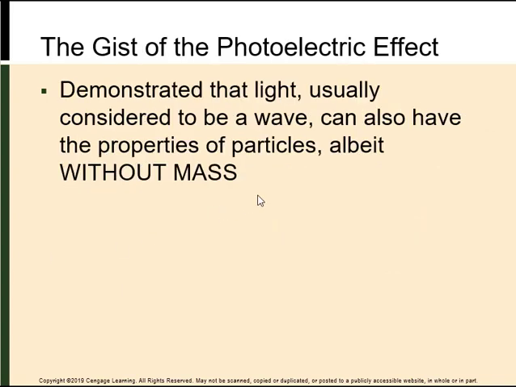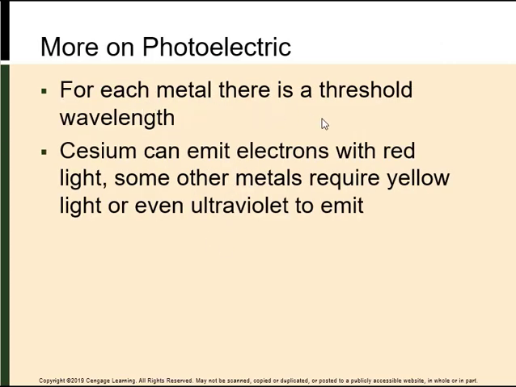So what's the gist of it? It demonstrates that light, usually considered to be a wave, can also have the properties of particles, however, without mass. And like we just said, for each metal, there is a threshold wavelength. Cesium, for example, can emit electrons with red light. Some other metals require yellow light or even UV light to emit electrons.